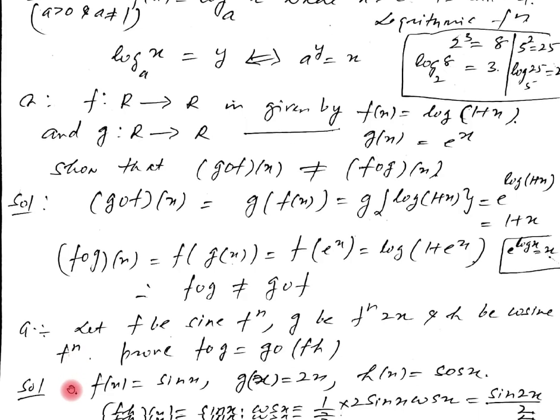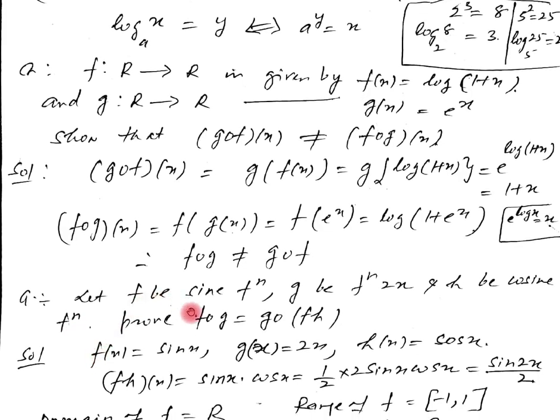Now let us see another question. Let f be a sine function, g be a function defined by g(x) = 2x, and h be a cosine function. Prove that f composition g equals g composition f·h. Here f·h means the product of two functions.